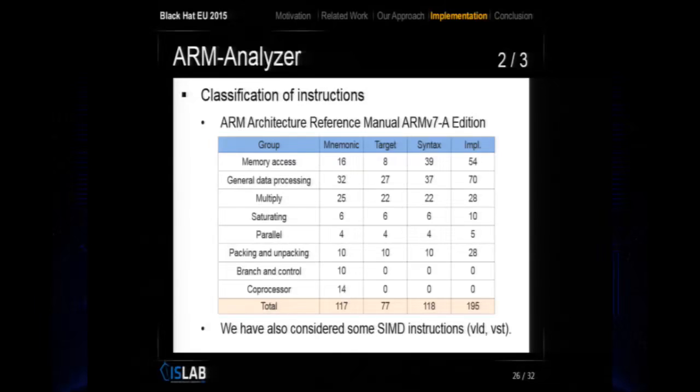We have classified instructions in terms of data propagation based on the reference manual. As a result, we selected 77 instructions as our targets out of 117. So we implemented all the syntax of target instructions, and we also implemented some SIMD instructions as well.